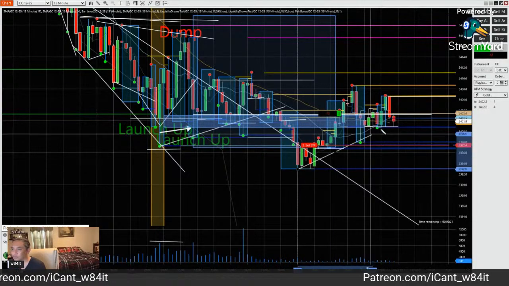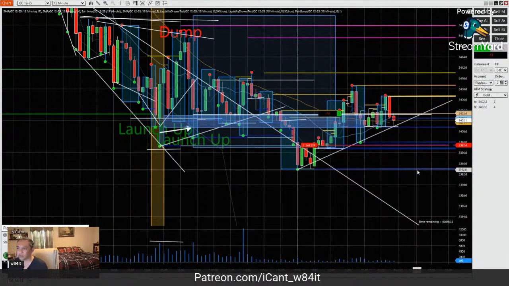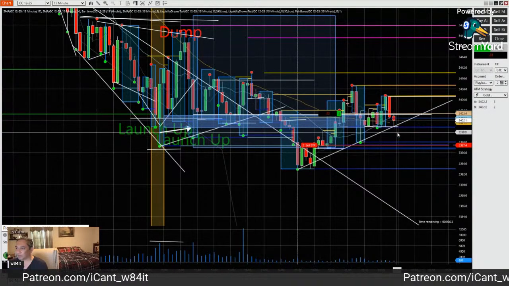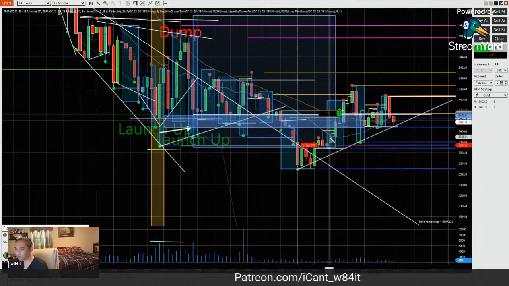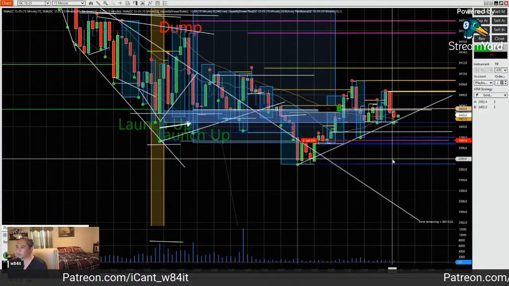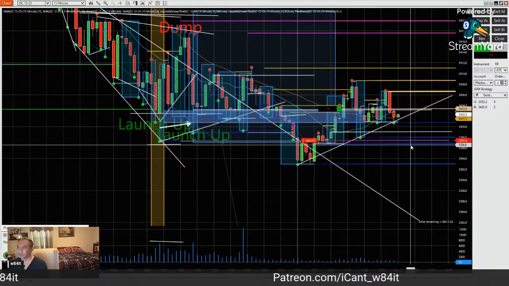But if you look at it from this point of view, that should be its low, or we should manipulate this to grab liquidity in here. So somewhere between these two, which would be like right here. And then it should be ready to go.